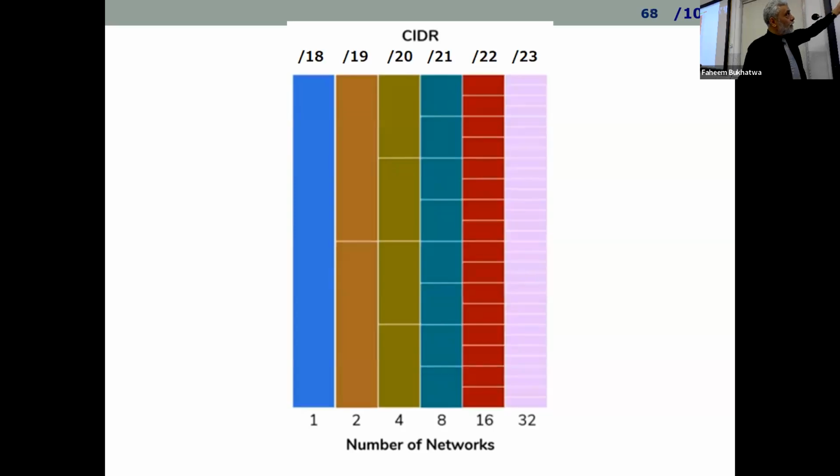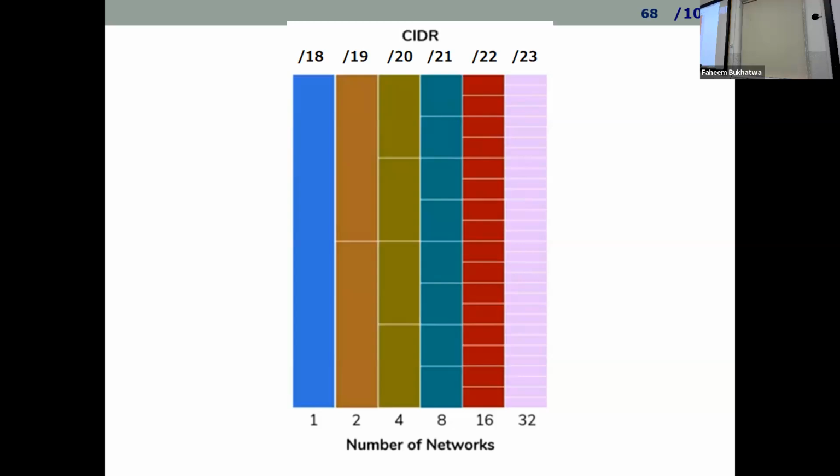That's the point. If you start at /18, you can always have 2 subnets of /19, or 4 of /20, or 8 of whatever it is, the next 21 and 22 and so on. All right, so that's one idea that you need to keep in your mind. And you need to know the size of each one of those.